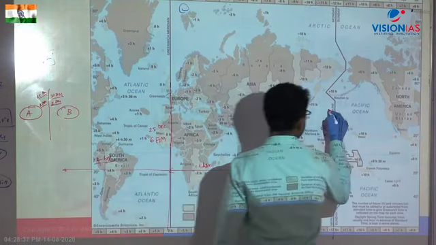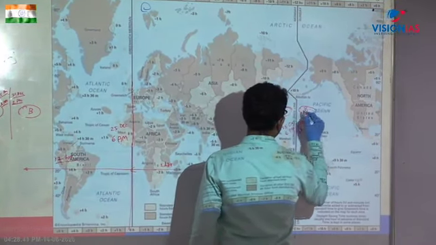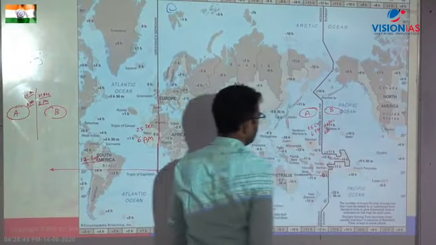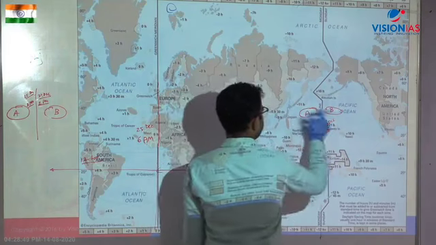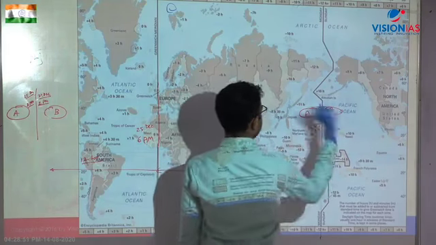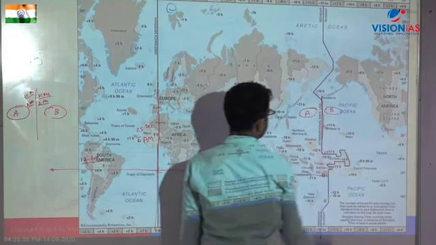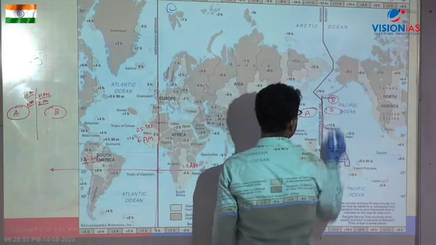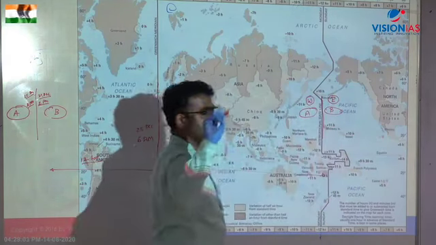Now I'll give you the same thing. There is island A, island B. Both are located very near to the international date line, separated by the international date line. Island B is on this side of the international date line, island A is on this side. This side is called east of the international date line and this side is called west of the international date line. You have to be very careful here.